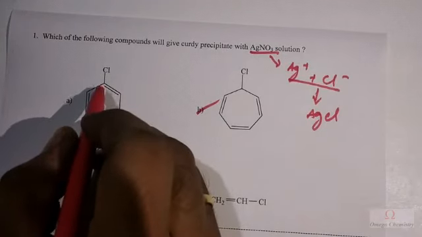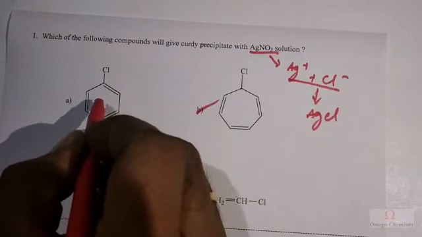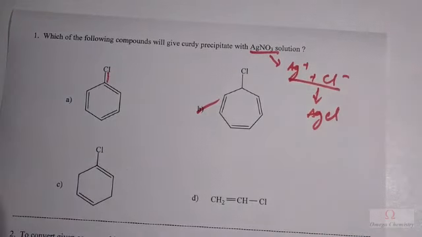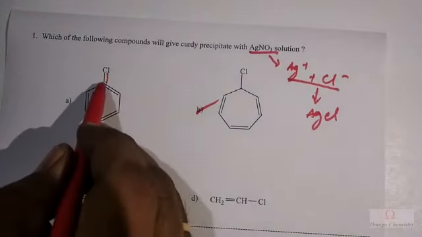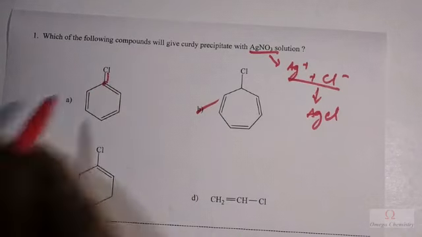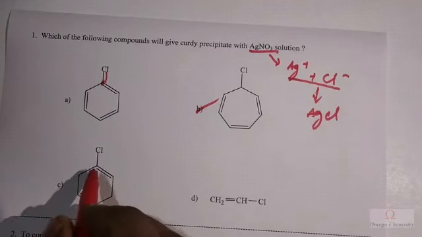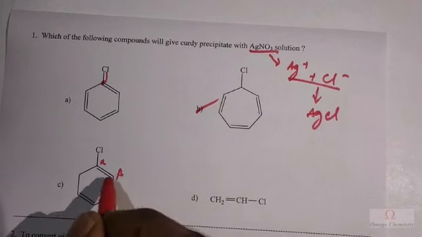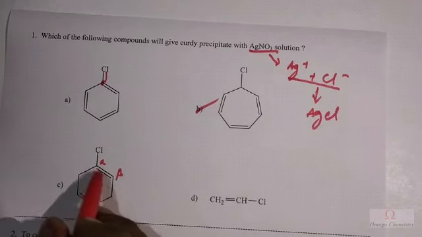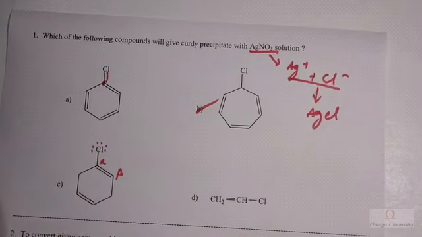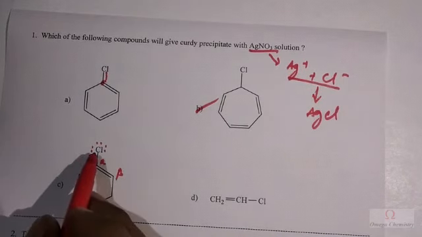In option A, chlorine will be strongly bonded to the benzene nucleus. We know that there is a partial double bond character that exists between chlorine and carbon of benzene nucleus. So it is difficult to break. And in option C, chlorine is bonded to vinylic carbon. This is alpha and this is beta. And there is a pi electron cloud between alpha and beta, which will immediately join with the lone pair of electrons that are available on chlorine.